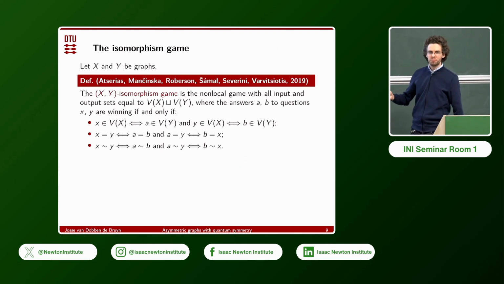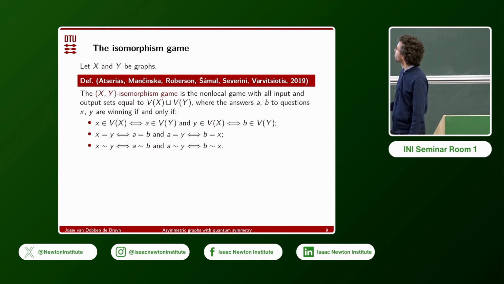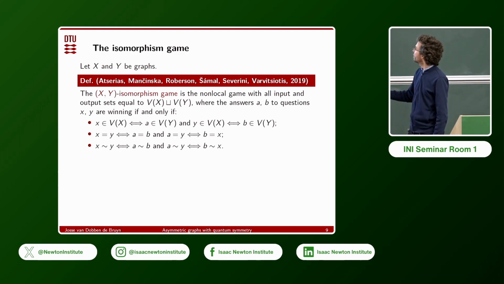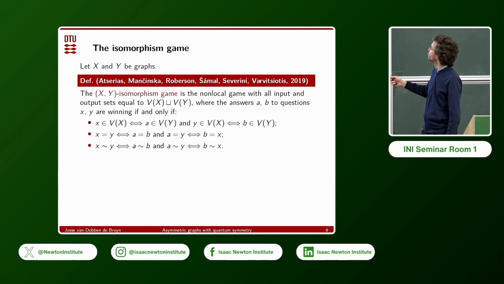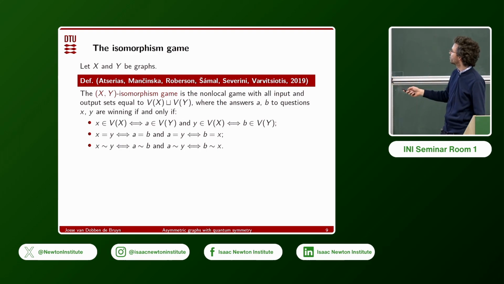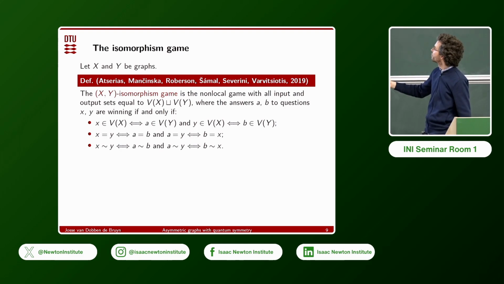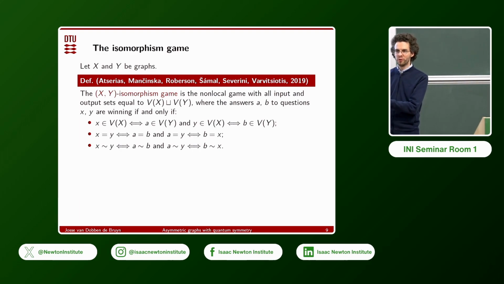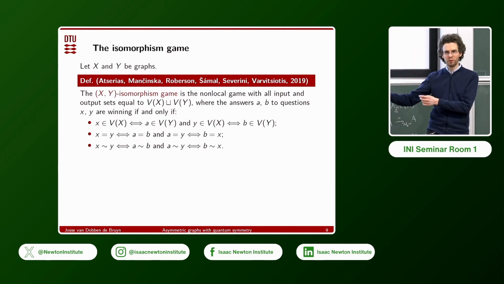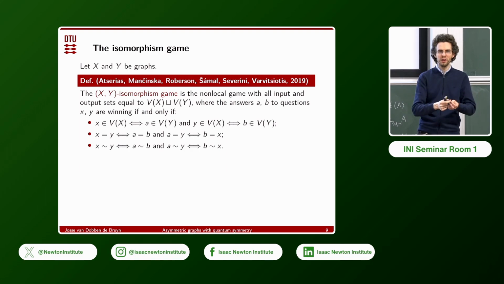Okay, so now we go to the isomorphism game. If we have two graphs x and y, then the isomorphism game is a non-local game that models an isomorphism between the graphs. I guess we've seen this before in the other talks. On my slides I have a different version of the game where the input sets and the output sets are the disjoint union of the vertex sets. There's an equivalent version of the game where you are always asked a vertex in one graph and should always answer a vertex in the other graph.